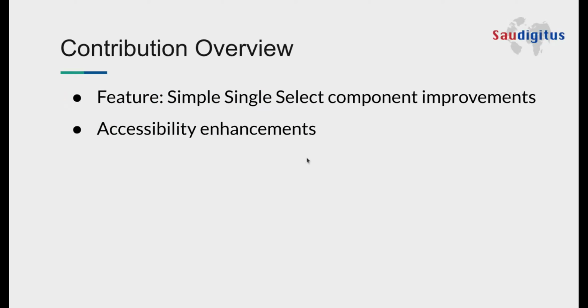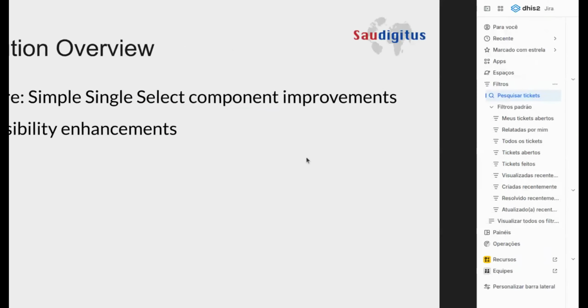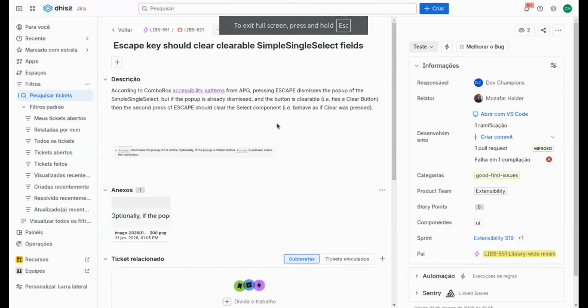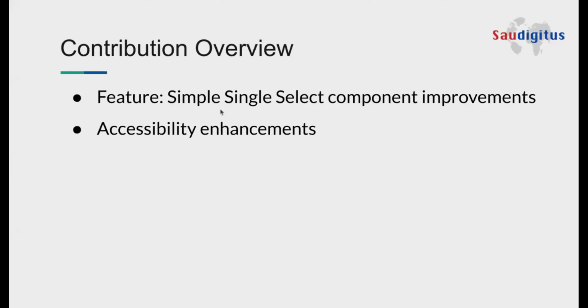The feature was to enhance the accessibility of the single select component. Let me share the Jira ticket. According to the combobox accessibility pattern from APG, pressing Escape dismisses the popup, so it dismisses the menu. But when you press it twice, the behavior is to close the menu and then clear the selected option. That's what I did as a contribution.